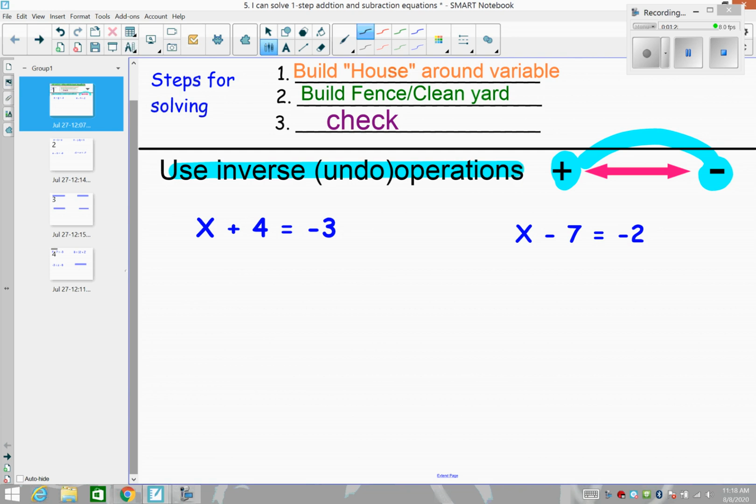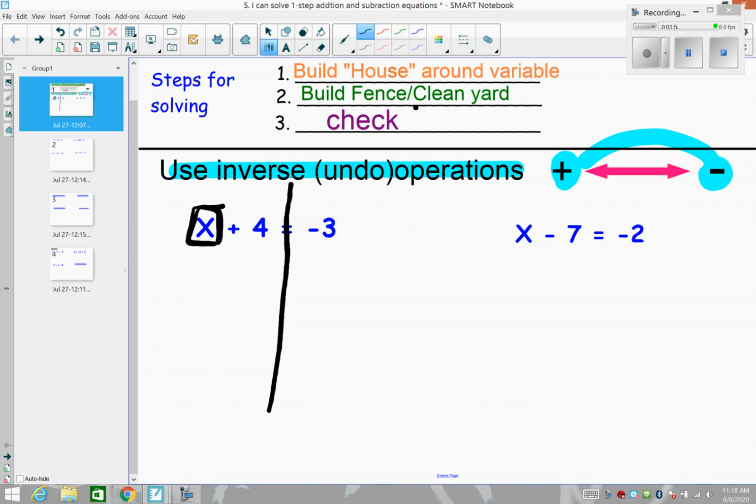Okay, so here's our concept. We're going to build a house around the variable. So I just want you to build this little house around the variable. And then I want you to build a fence at the equal sign. So I want you to think that the left side has to equal the right side, or your yard versus, there's a fence between your yard and your neighbor's yard. So the house is your house, right? So there's this concept of you're inside your house, that's the x value. We want to know what's inside the house.